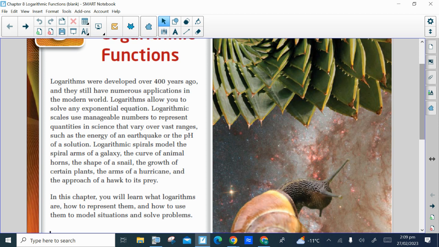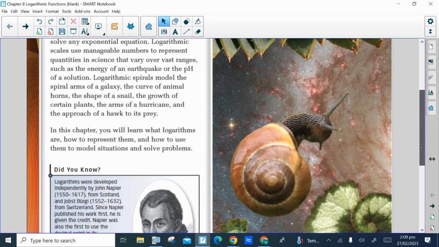So as it says there, they were developed over 400 years ago, but still have numerous applications in the modern world. Again, they allow us to solve any exponential equations. But logarithmic scales use manageable numbers to represent quantities in science that vary over vast ranges, such as energy of an earthquake or the pH of a solution. Logarithmic spirals model the spiral arms of a galaxy, the curve of animal horns, the shape of a snail, the growth of certain plants, the arms of a hurricane, and the approach of a hawk to its prey.